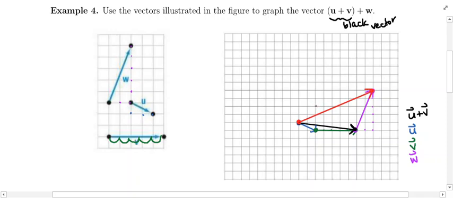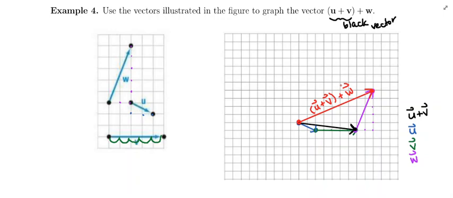Okay, so this red arrow or vector, this is going to be u plus v plus w. So the red arrow, like I said, is your final vector here. You can repeat this with the box method and make sure you get the same answer.